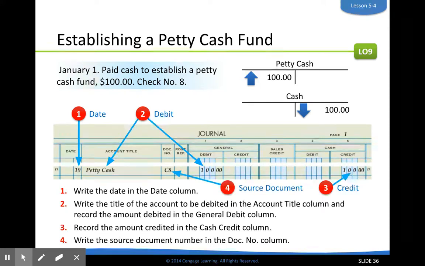This is the one and only time that you will ever use the account petty cash. The one time. We wrote a check for $100 to fill that money bag with $100 cash for small purchases. That's the one time that you will use that account.